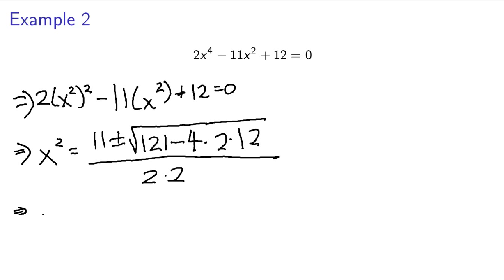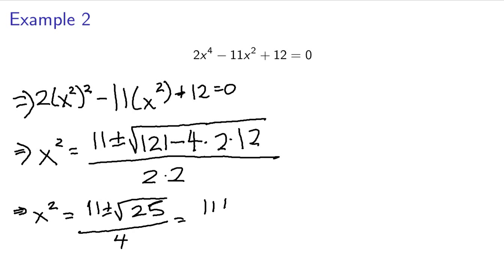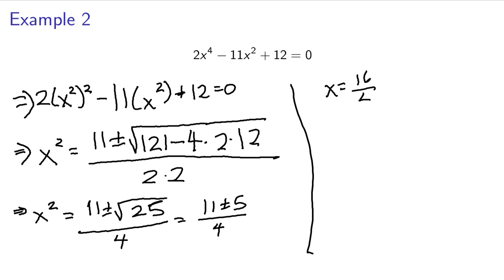So this implies that x squared equals 11 plus or minus 25, all over 4. And this is going to be 11 plus or minus 5 over 4. So x squared equals 16 over 4, which is 4, or x squared equals 6 over 4, which is 3 halves.